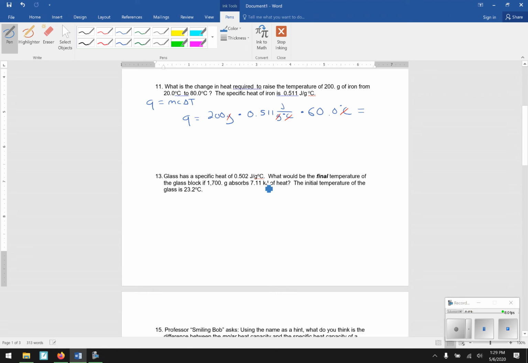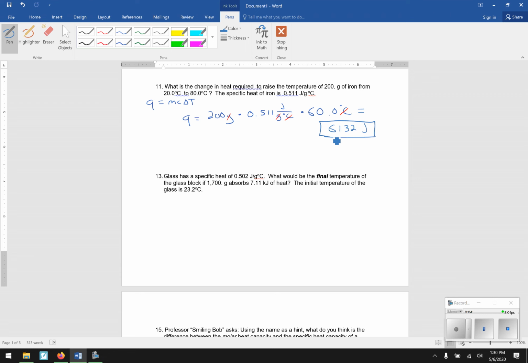So that's going to equal some number of joules, and we do it 200 times 0.511 times 60 equals 6,132 joules. So 6,132 joules, and that is your change in heat. So that's how much heat you would need to raise 200 grams of iron from 20 to 80 degrees.